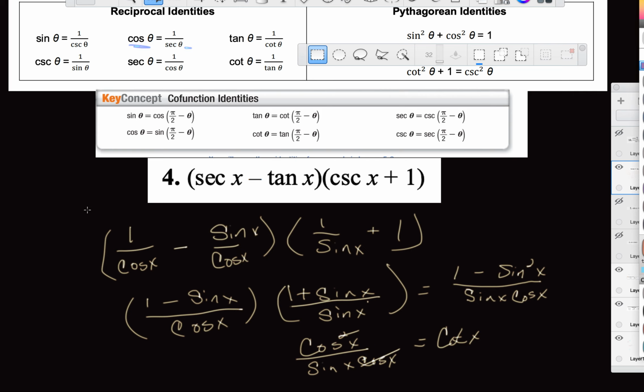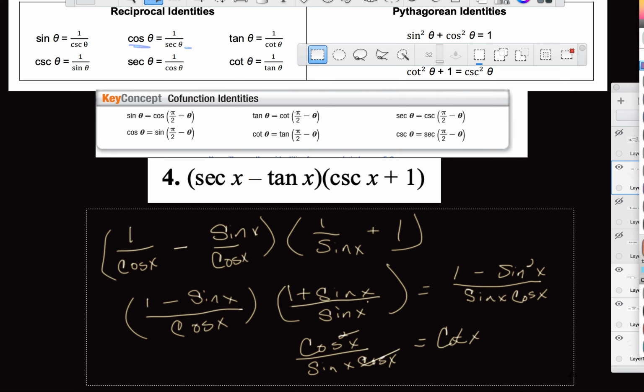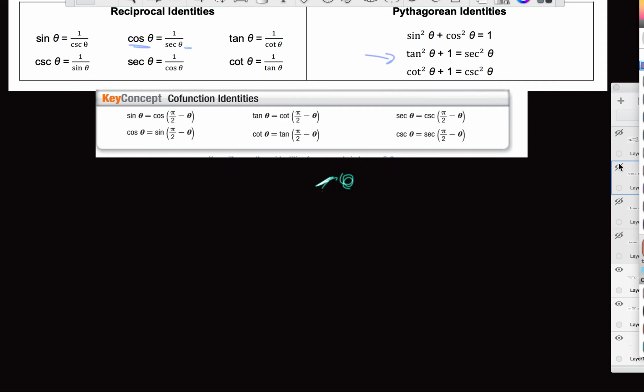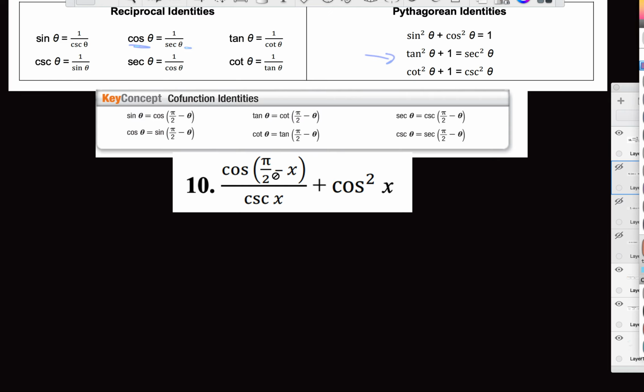And last but certainly not least, you getting tired of this already? So the last one is going to be difficult. Is it difficult? No, it's just using different identities. These are cofunction identities. It's pretty simple here, right? Cosine of pi over 2 minus x, or theta, becomes sine.